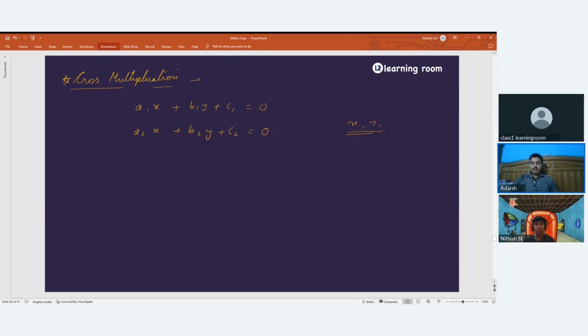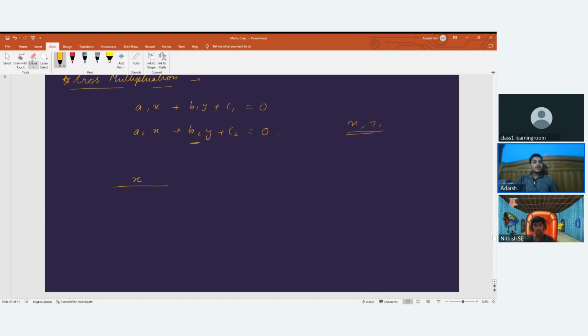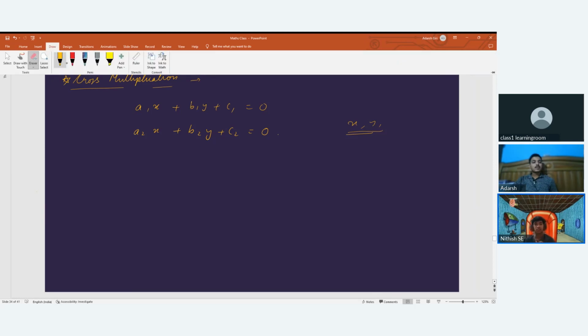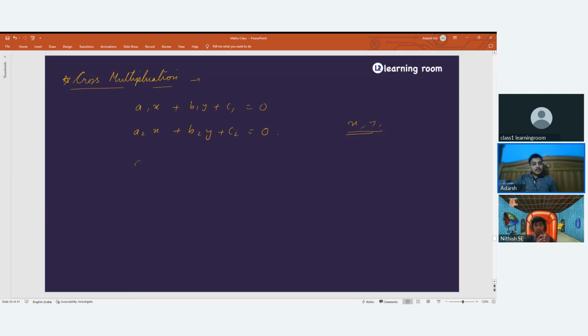This is the cross multiplication equation. If you are taking x, just put your hand on the x part and don't look at it. You just have to see the other two variables. I'll write it in a separate way so you understand more. The variables are a1, a2, b1, b2, and c1, c2.